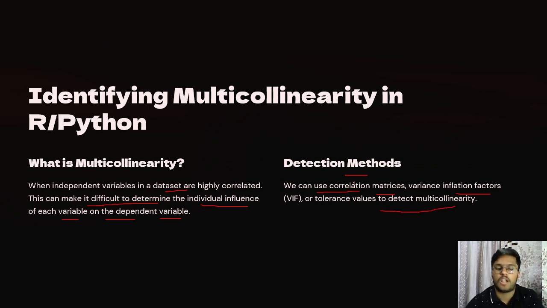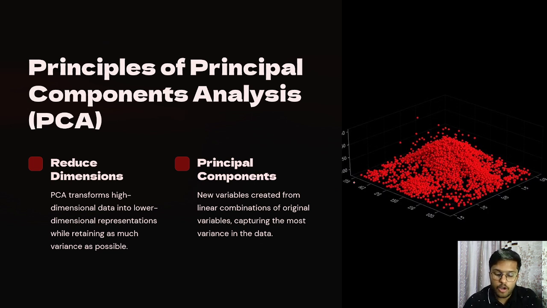multicollinearity. Now, let's discuss principles of principal component analysis, or PCA principles. Principal component analysis is a dimensionality reduction technique widely used in data science to simplify complex data sets by transforming them into a smaller set of variables called principal components that retain most of the original data variability. Here's a simplified explanation of PCA and how it works.